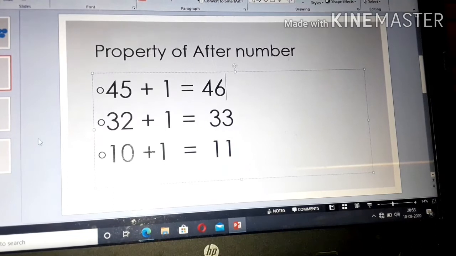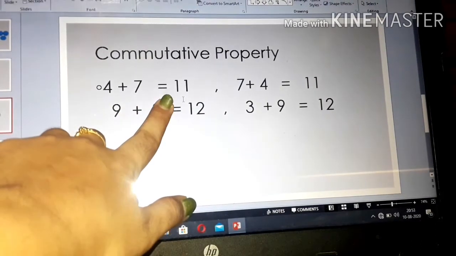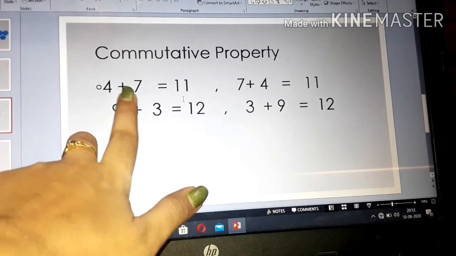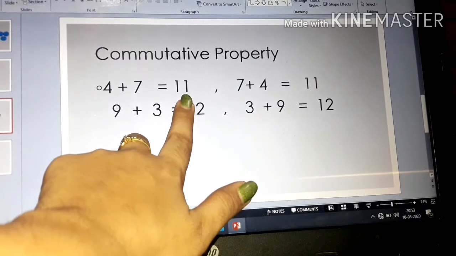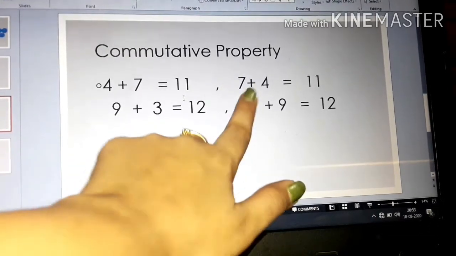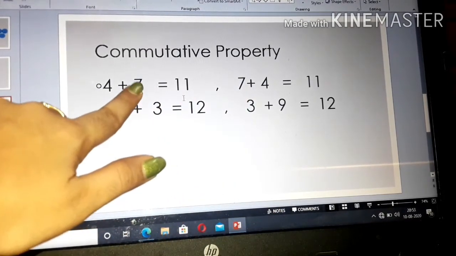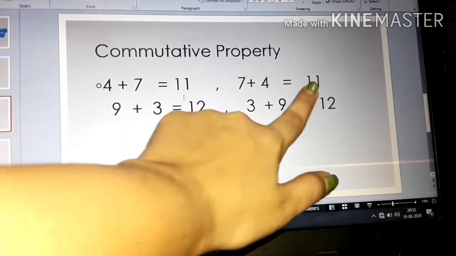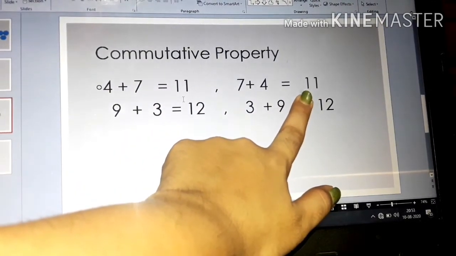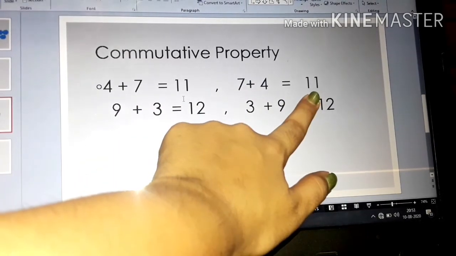The answer remains the same. Now you see here, children, 4 plus 7. Read after me, children. You will be able to understand. 4 plus 7 gives what? 11. You can also say 7 plus 4. If you want to change the order, you can also say 7 plus 4. The sum remains the same, 11. In both the cases, the sums are the same, isn't it, children?